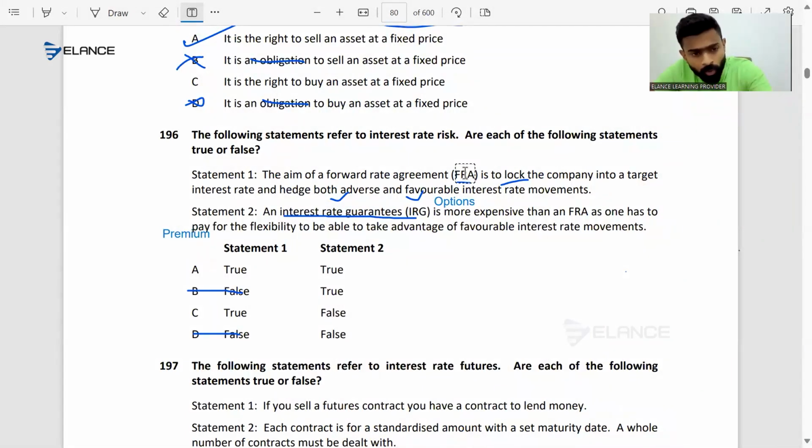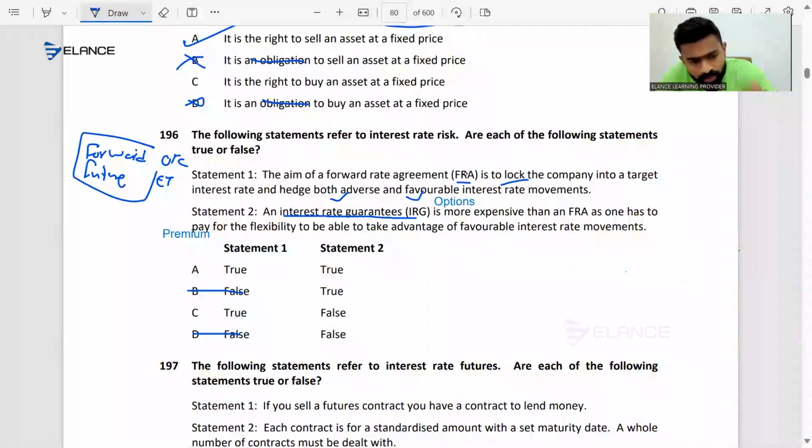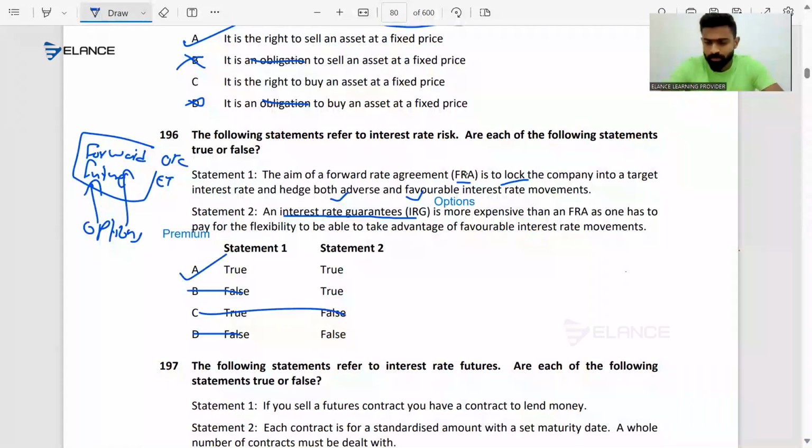One more item is locked. Not only forwards are locked. That is the over the counter lock-in rate. We will get a lock-in rate from the exchange also. Which is that, exchange rate or lock-in rate? Futures. Compared to these two, options are costlier. So both statements are true. Option A. Is it okay? Did you get the concept of this?